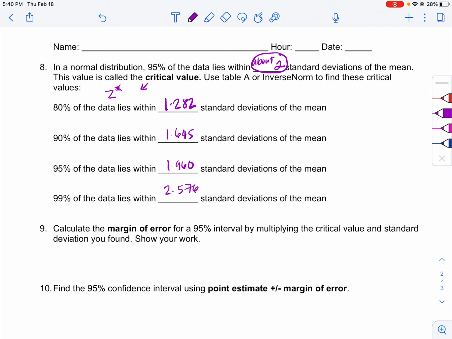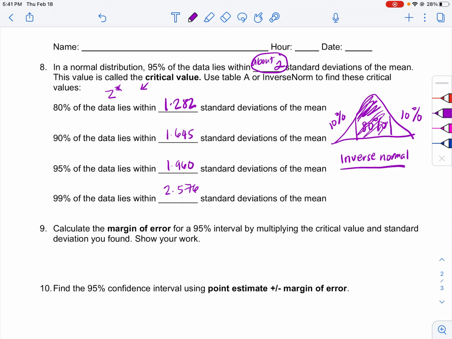I would also like you to do it in the calculator, not just the table. Because what if we're given a confidence level that is not in the table? This is what you're going to do. When I say 80%, this whole entire thing is 80% of the distribution, right? So we have 10% here, and we have 10% there, to make 100%, correct? And so what I'm going to do is inverse normal.